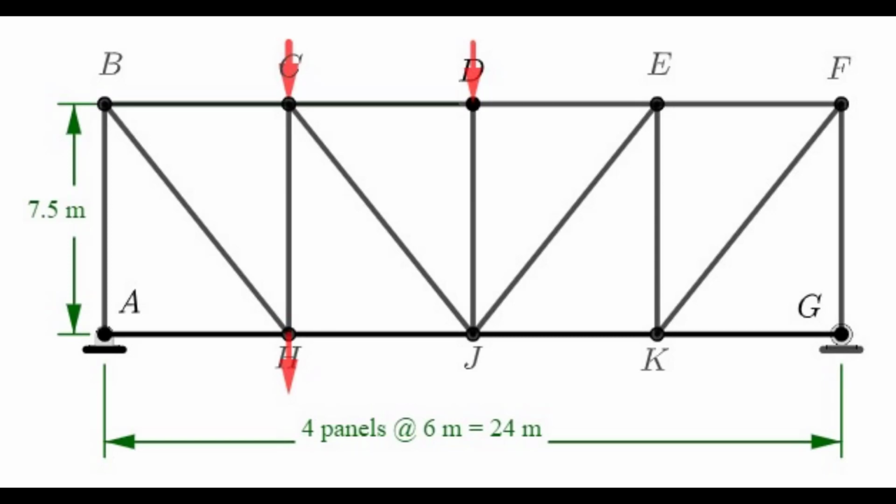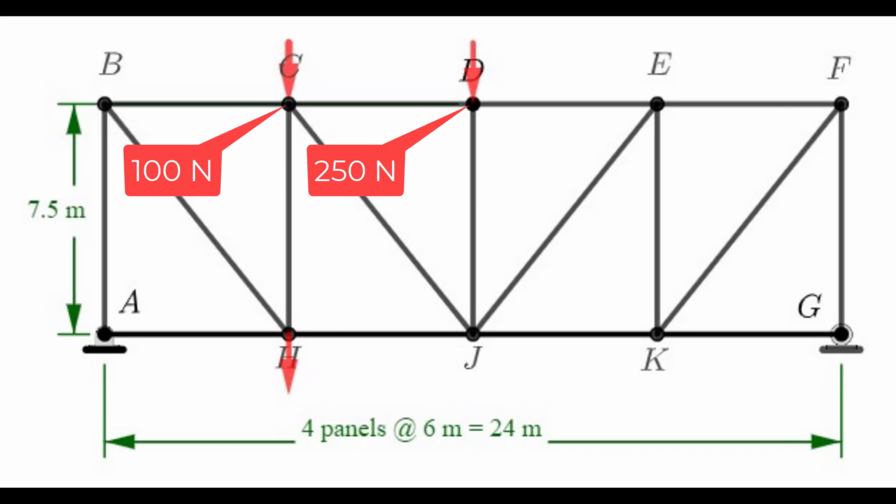We have a Pratt truss here, and we're going to determine the forces in members DE, EJ, and JK, and we're also going to determine whether they're in tension or compression. We have an external force at C of 100 newtons, at D of 250 newtons, and at H 125 newtons.